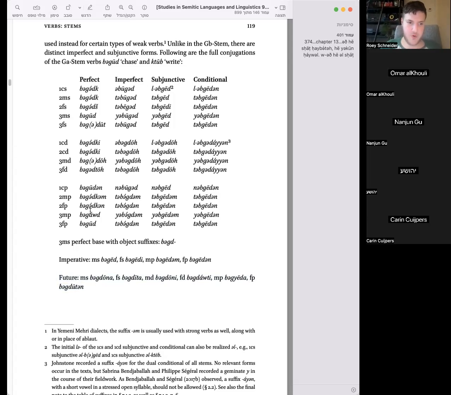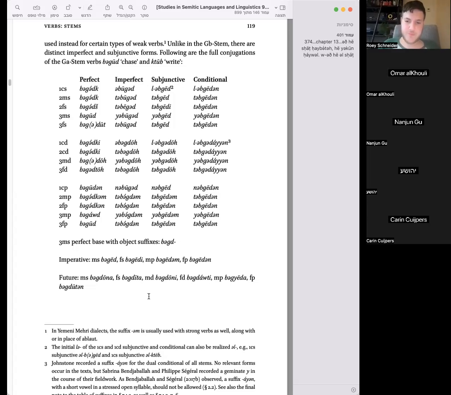So in this form, this is the GA stem in Mehri. What Jibali has as fa'al, Mehri has as fa'ul. So begud, libged, yibugid. But never mind about that. The future tense or the participle has this N in the masculine singular, bigdona, but no N in the feminine singular, bigdita.